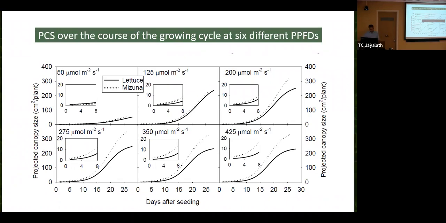This figure shows graphs for each individual PPFD level. All of these graphs show Mizuna had higher projected canopy size over time compared to lettuce. Looking at the last one with the highest PPFD, from day 0 to day 8 in the small square inside, even on the very first day Mizuna had a higher projected canopy size than lettuce. So this is one way we can screen for crops with faster growth. Even at the seedling stage we can see higher projected canopy size, so we can easily screen those crops. We know those are the ones that grow faster compared to the others.